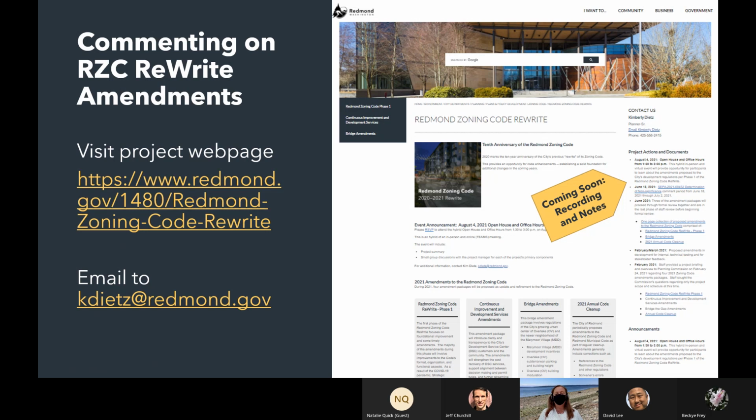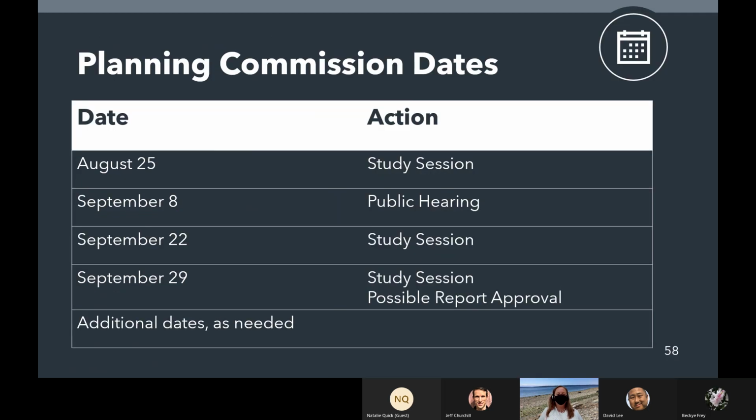But for now, as we head into the formal review process, it is important for us to hear from you so that we can take your comments forward as we begin to propose the amendments in front of the Planning Commission. The Planning Commission will also hold a public hearing in which you can provide more comments. So that schedule is here, and as you see, there is a public hearing scheduled for September 8th. So I hope that you will visit our webpage and provide us your comments on the package.